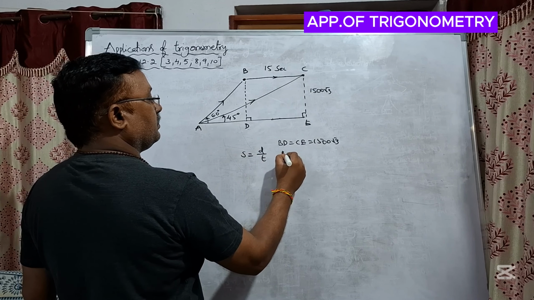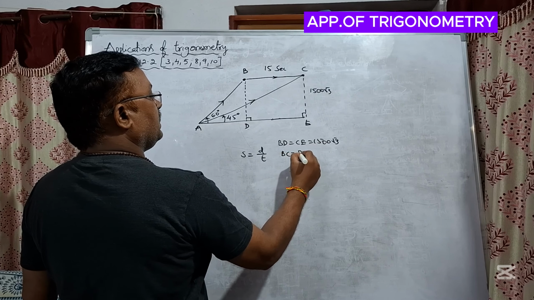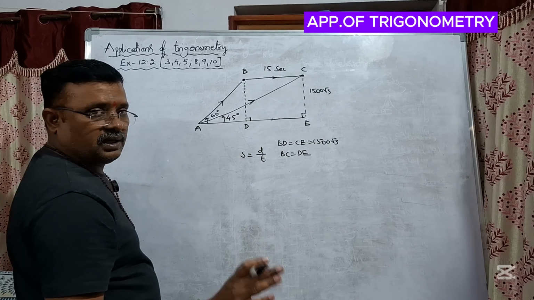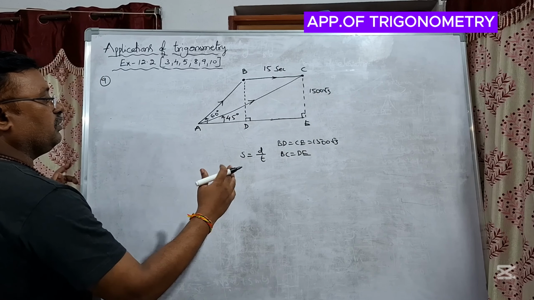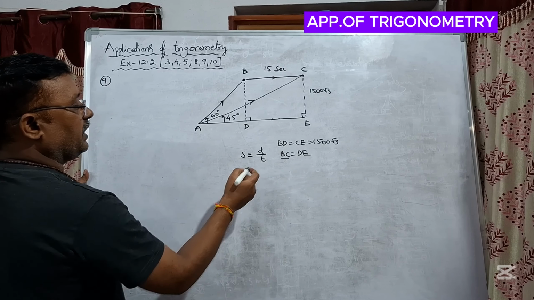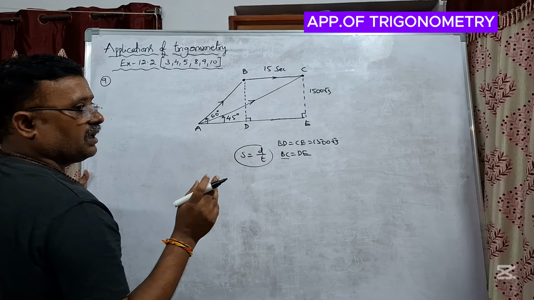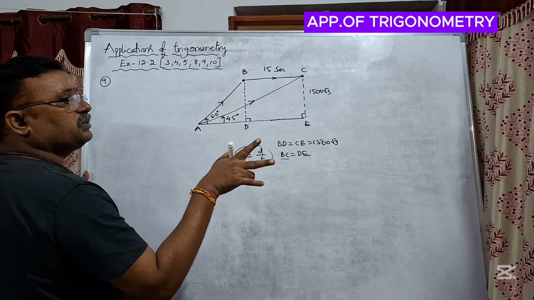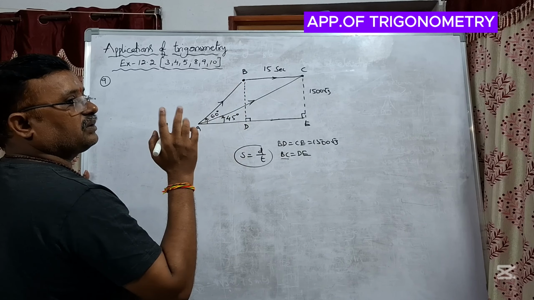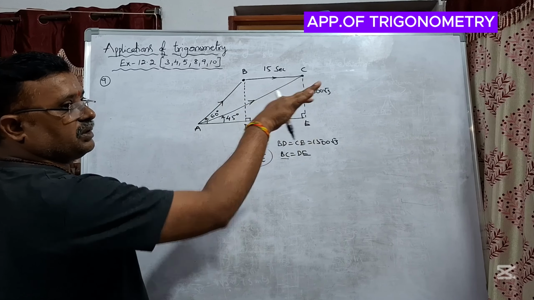BC equal to DE, according to the rectangular shape. Understood? Right. How do we calculate this distance BC to find out the speed? Using the given two angles, there are two right angle triangles to utilize.